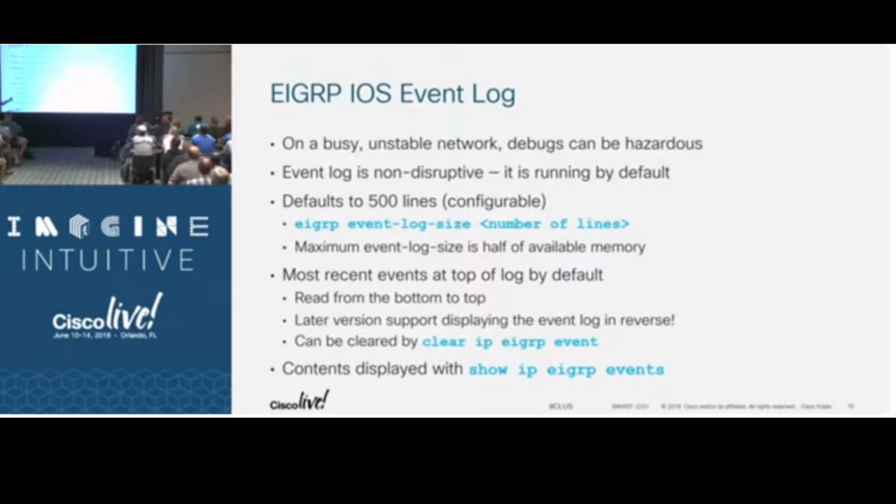By default, we log about 500 lines of events. If that's necessary to be tuned, you can do that using the EIGRP event log size command. And displaying this log can be done later with the show command. It's also able to clear it. This is your friend because, once again, the detailedness of information which is there is close to debugs and can help you very much to see what was happening some time in the past.